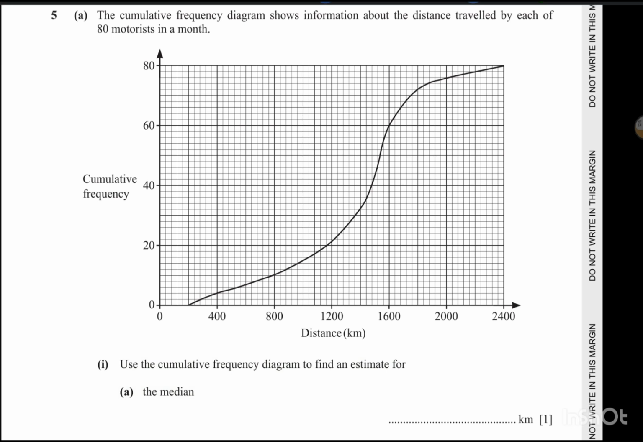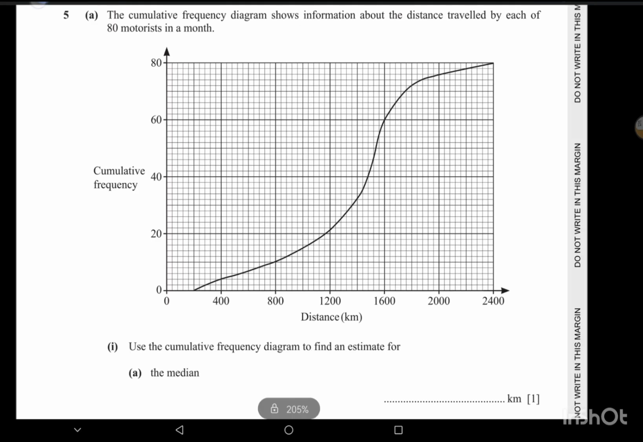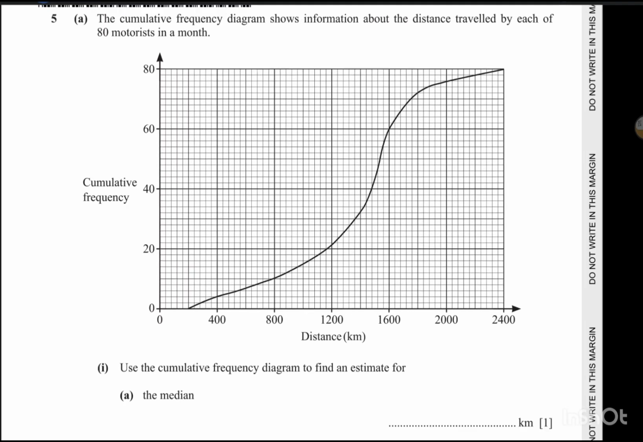For median, we'll always find n by 2. That is total frequency, not n by 4. N by 2, not n by 4, n by 2. For median, we need n by 2. So n by 2 is 80 by 2, which is 40. So the 40th observation will be the median.